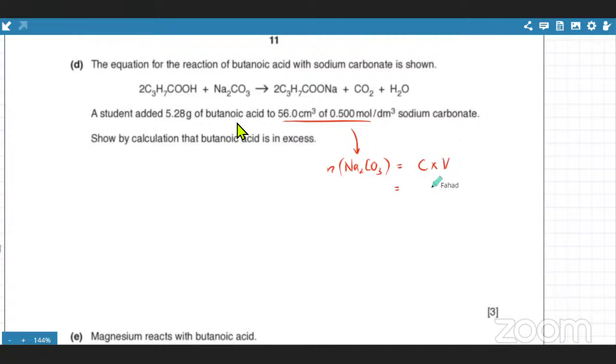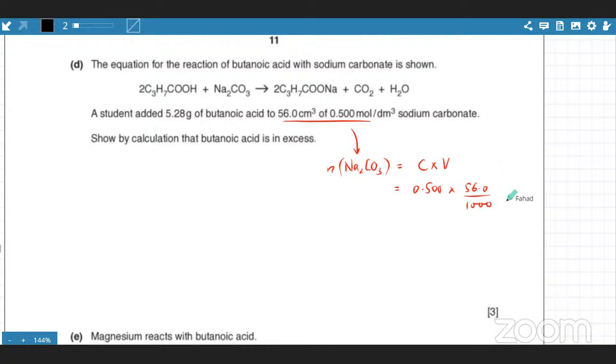So the concentration given is 0.500 mole per dm cube. Remember, everything must be written to three significant figures, so always be careful. Don't write this as 0.5. It's a good habit to write it to three significant figures. The value doesn't change, but it shows that you know your significant figures. So it should be written as 0.500 even in your working. The other thing is 56 cm cube, which is going to be divided by 1000.